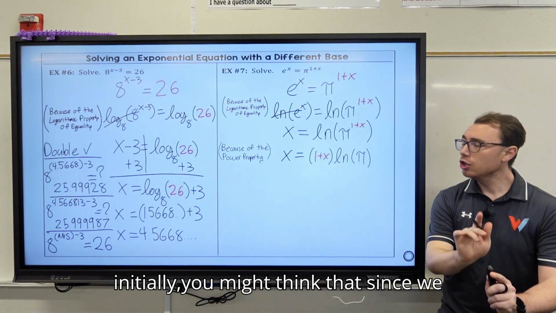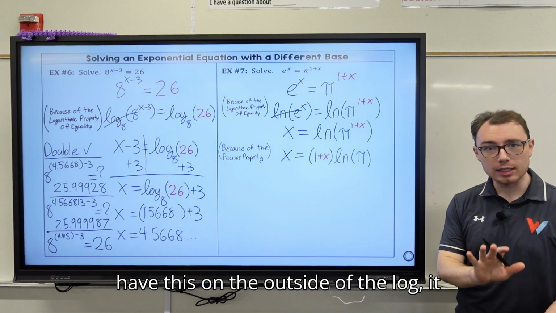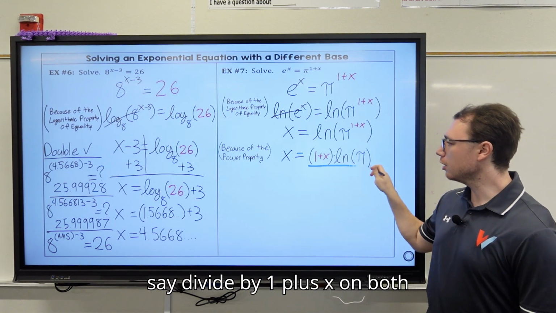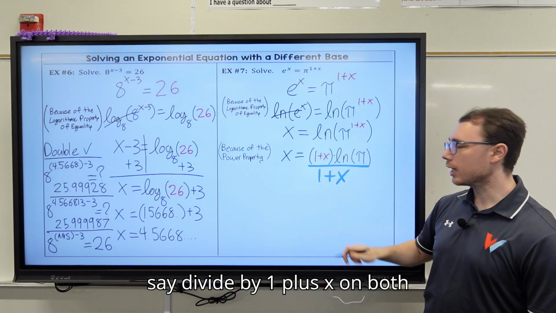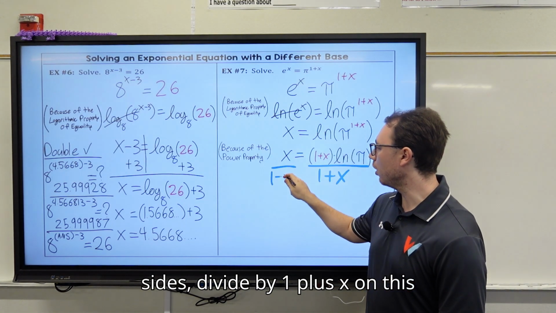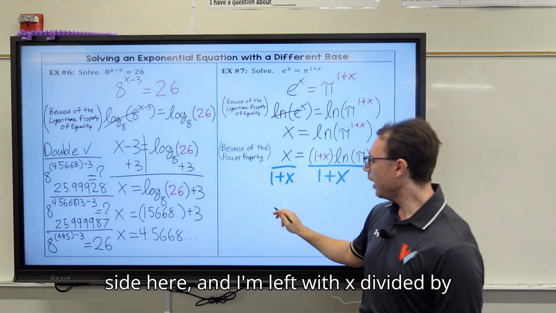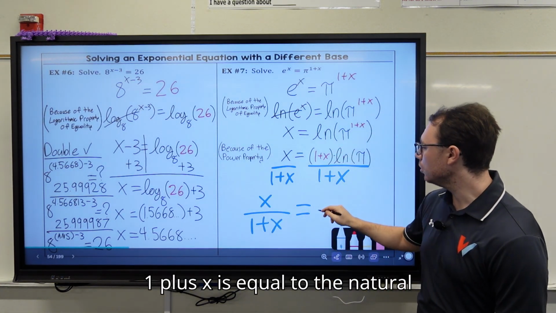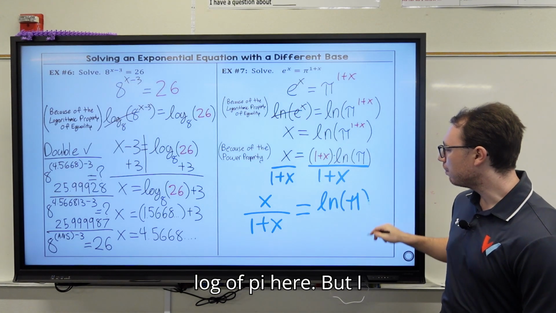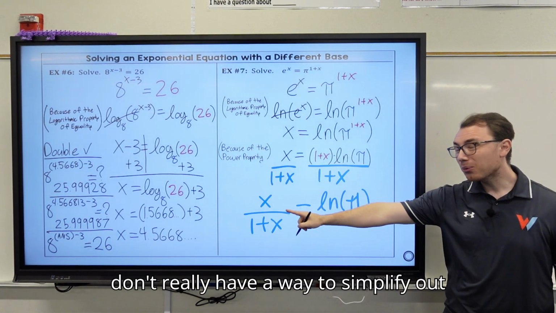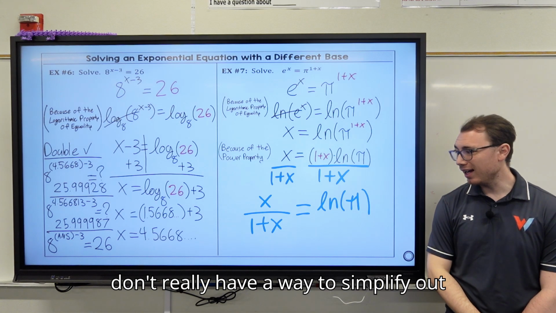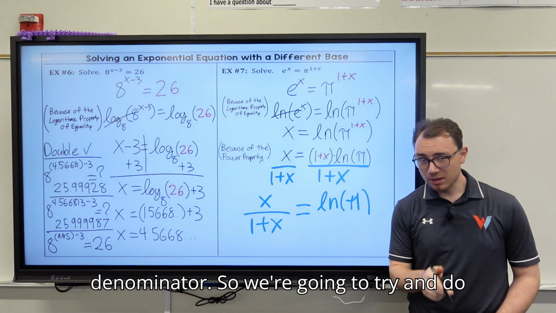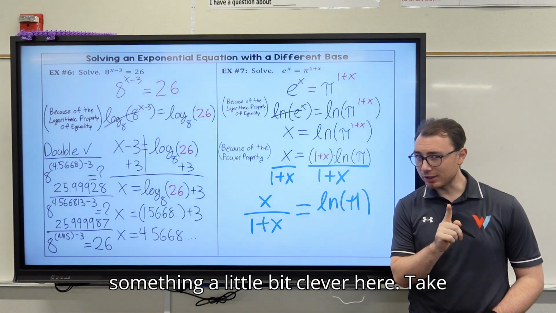Now initially, you might think that since we have this on the outside of the log, it really is just a product. So I could just divide by 1 plus x on both sides, and I'm left with x divided by 1 plus x is equal to the natural log of pi. But I don't really have a way to simplify out or get rid of that 1 plus x inside of my denominator. So we're going to try and do something a little bit clever here.